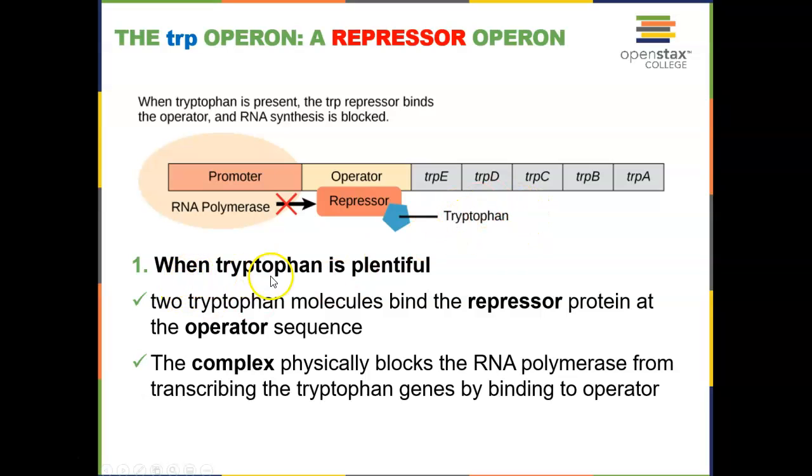So when tryptophan is plentiful in the cell and the cell does not need to make new tryptophan, then the plentiful tryptophan will bind to a protein repressor, and this complex will bind to the operator region of the DNA, and this means RNA polymerase can't lock on, and so therefore can't start reading. And therefore we don't make more tryptophan, which we don't need.